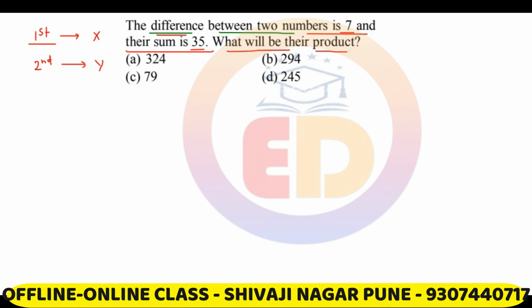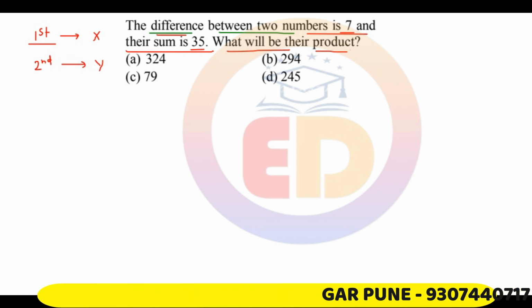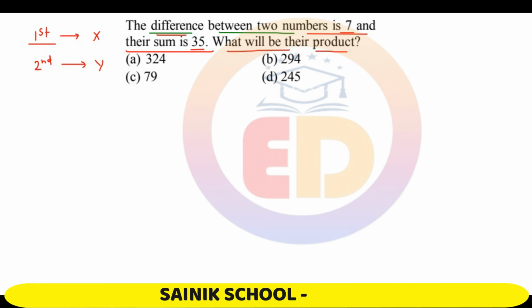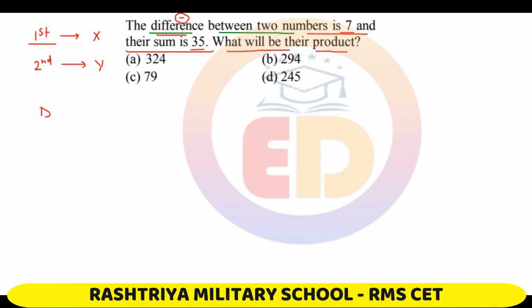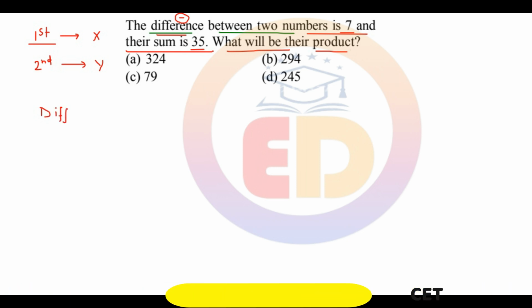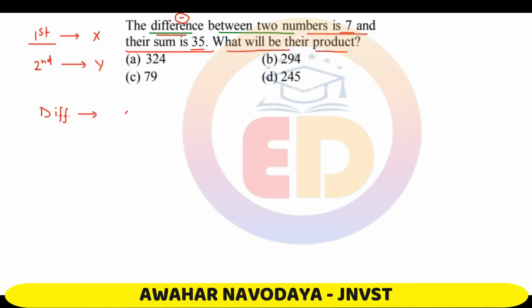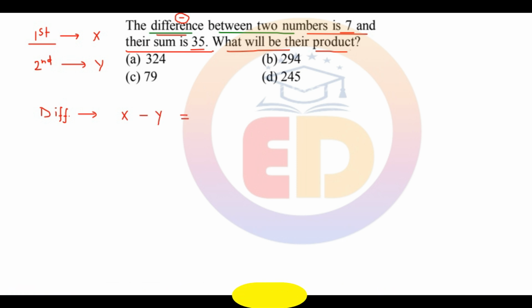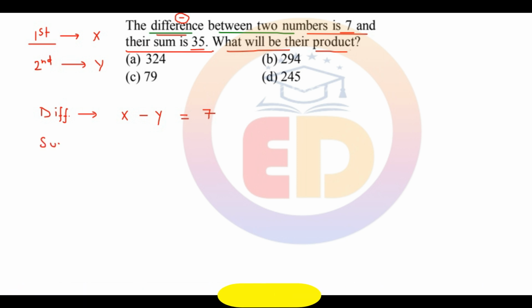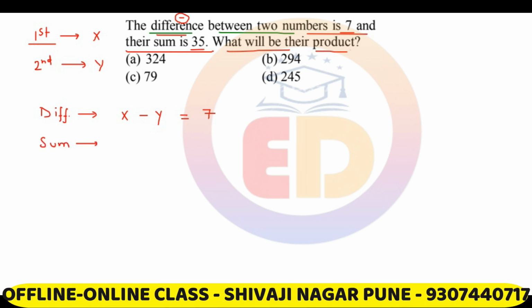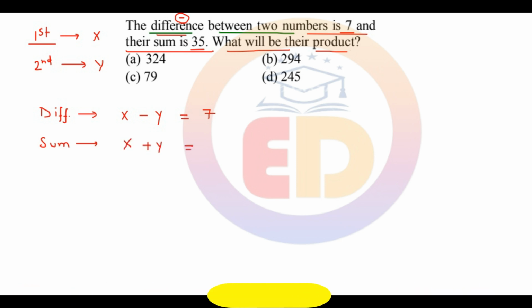According to the question, the difference between the two numbers is 7. Difference means the value we get after subtracting the two is 7. So let us take the difference, which will be x minus y. This is equal to 7, and their sum, which will be x plus y, as 35.